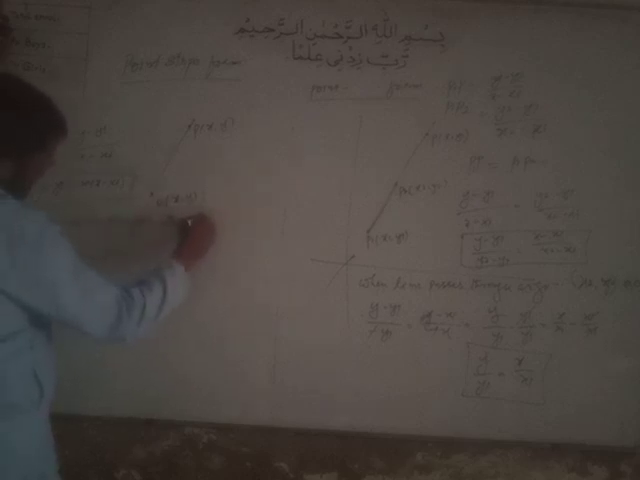When the line passes through the origin, so this will be x1, y1 is equal to 0, 0. So we can say y is equal to mx. Okay.